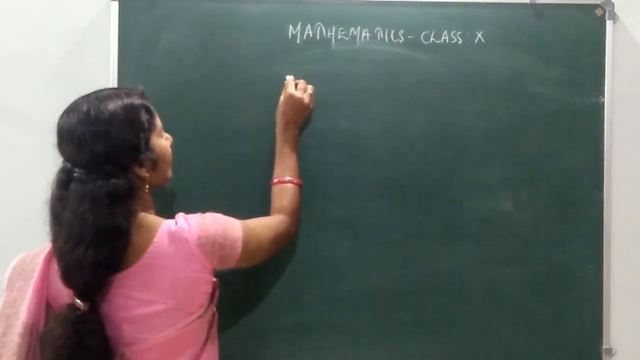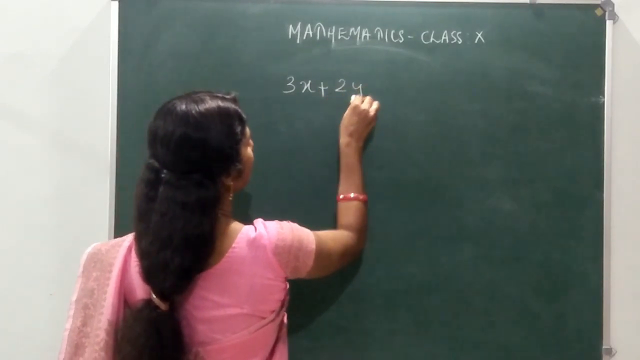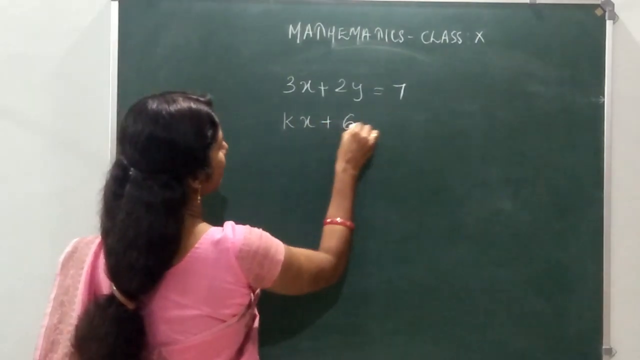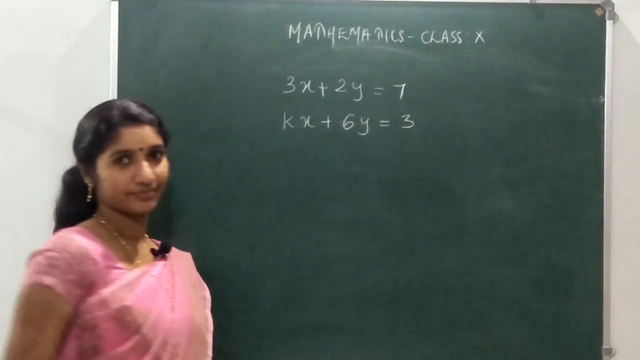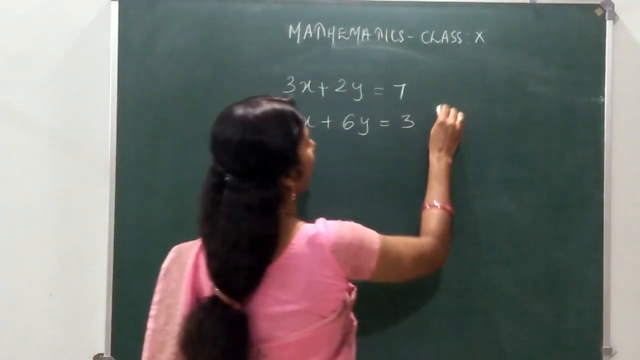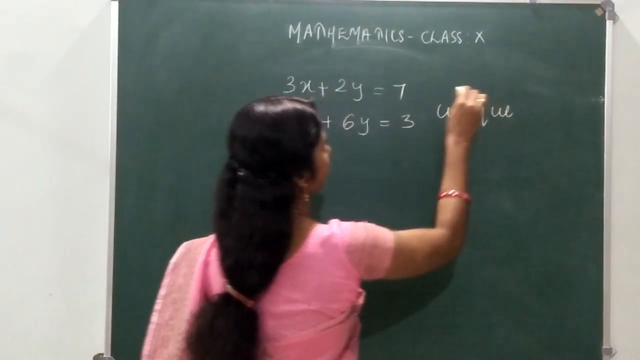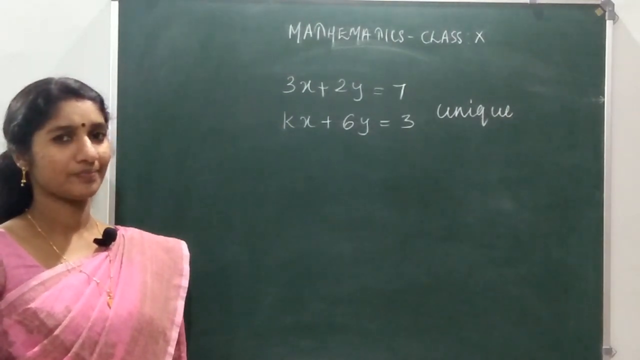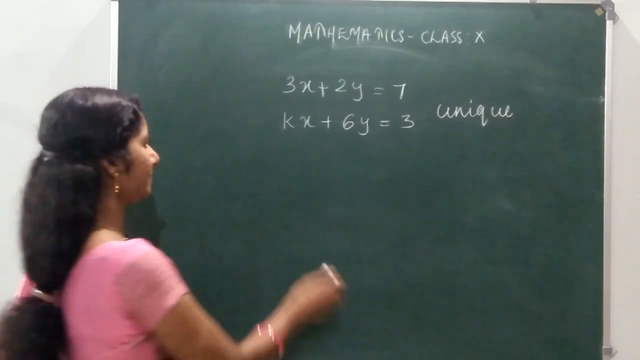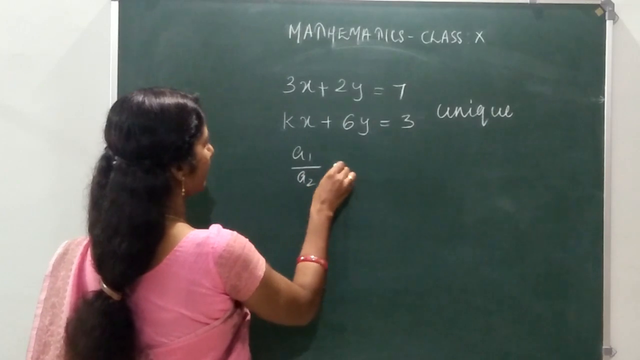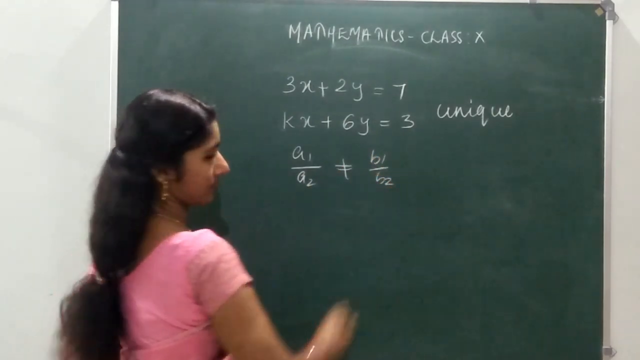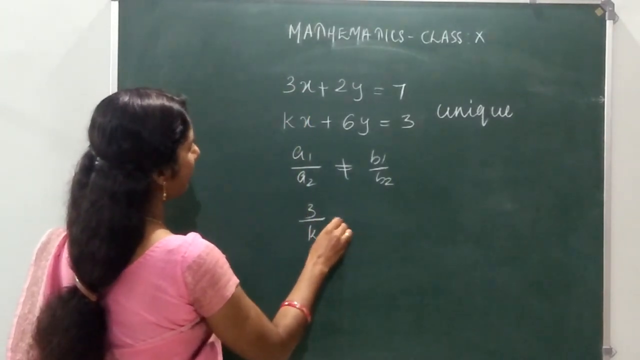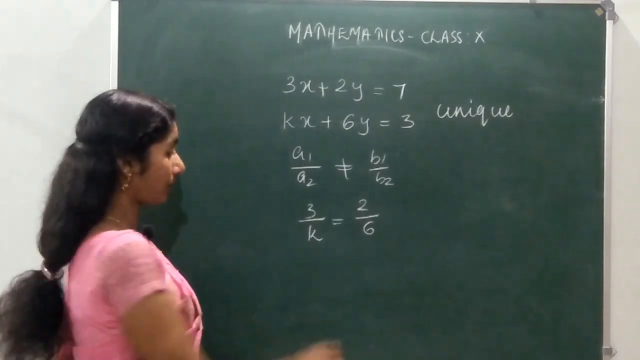Next question. 3x plus 2y is equal to 7 and kx plus 6y is equal to 3, and it is given they are having a unique solution. See, for unique solution what we studied? A1 by A2 not equal to B1 by B2. So, A1 by A2 is not equal to B1 by B2. What is A1, A2? 3 and k. So, we are getting 3 by k not equal to 2 by 6.